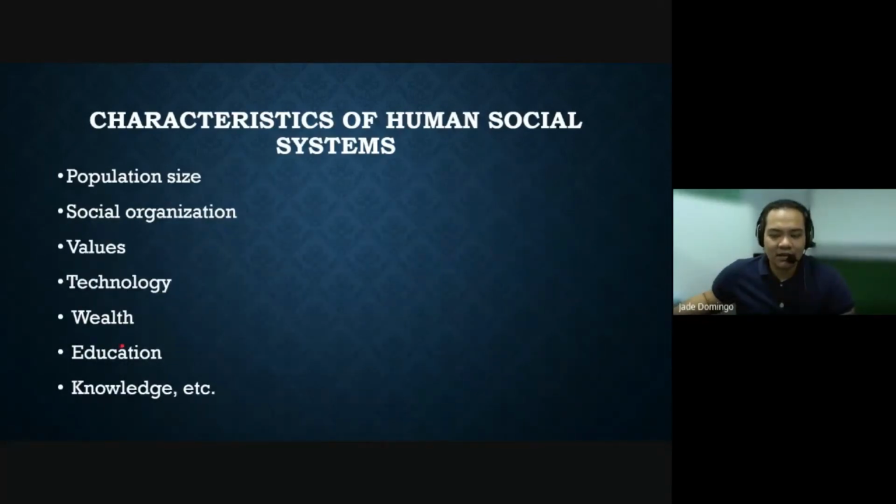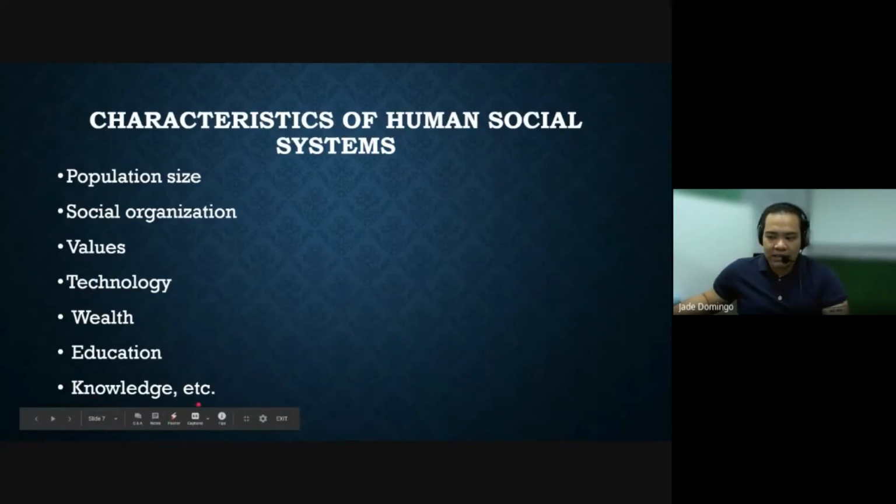It's often said that wealthier countries are more adept at taking care of the environment than third world countries, because they have the resources to help and to take care of their environment. So that's also a characteristic of human social systems. Next is education. Educated people again tend to be more adept and more concerned with the environment than less educated people. And last is knowledge. We need to have knowledge of our ecosystem, of what's going on around us in nature or in technology.